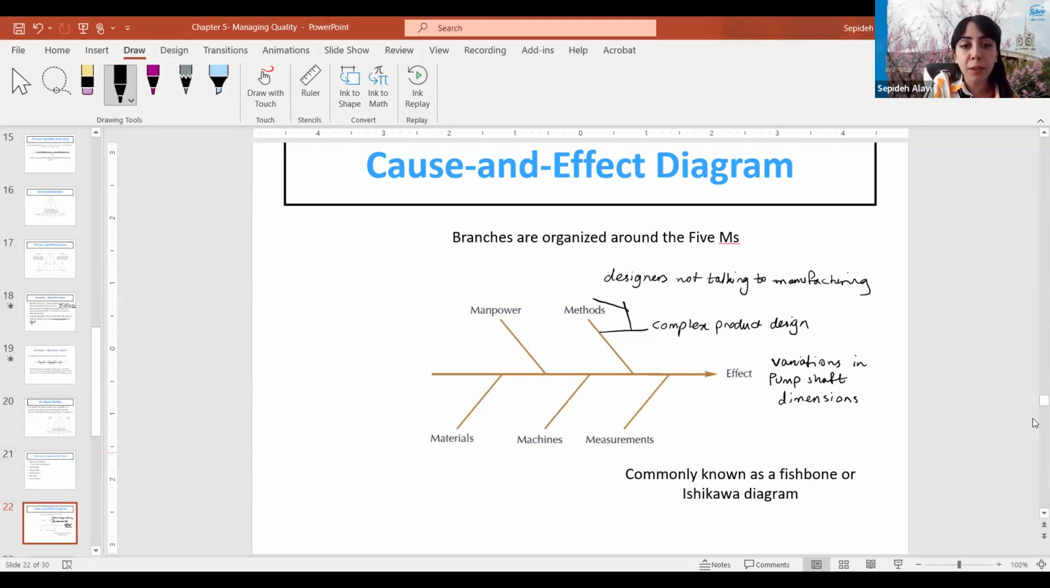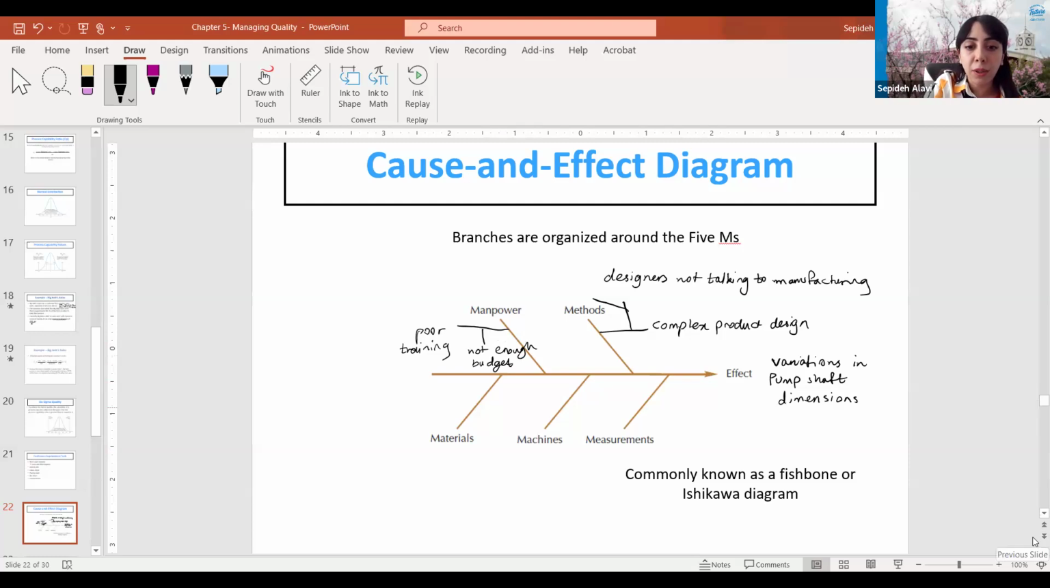Or it could be due to the manpower. There's poor training for the workers. Why is there poor training for those workers? Well, maybe one cause would be due to not enough budget. Okay, and then we can further break that down into other sub-causes.